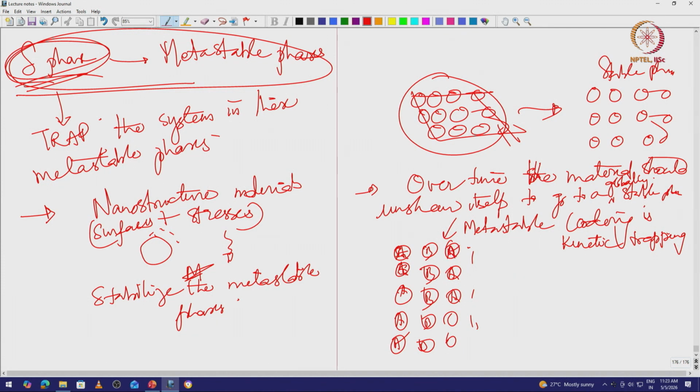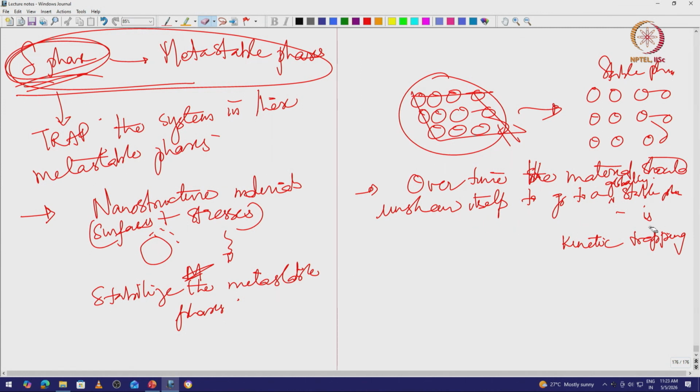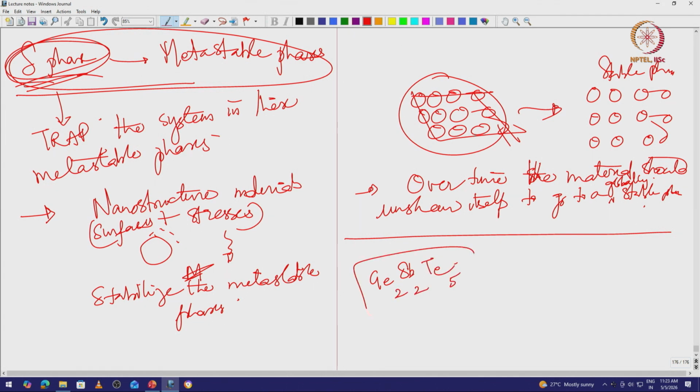Okay, let me give you this example. Yes, this is the most famous example that I keep giving. So I heat up a material. There is a material called germanium antimony telluride, Ge2Sb2Te5. This is the same material that is used on your CDs and DVDs as an active material.